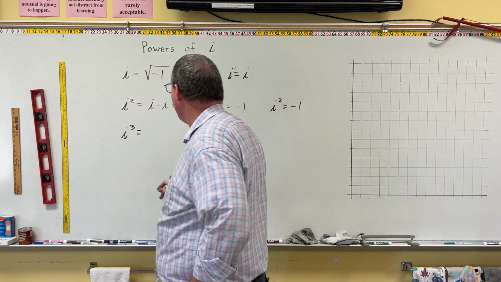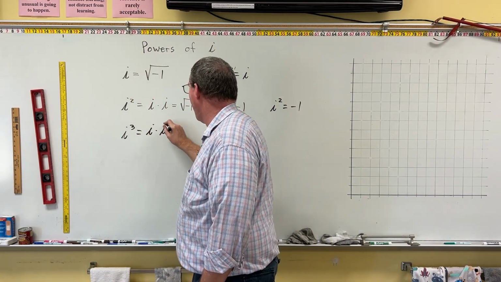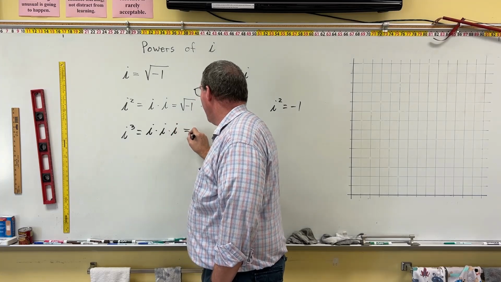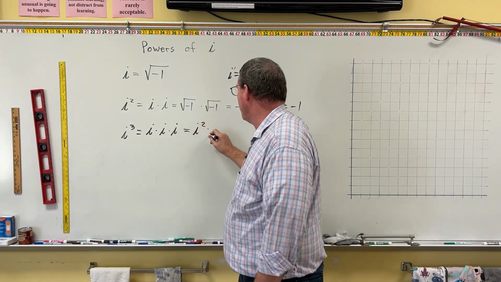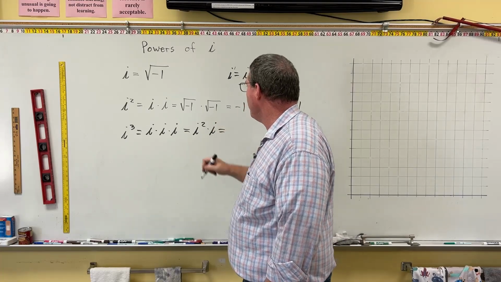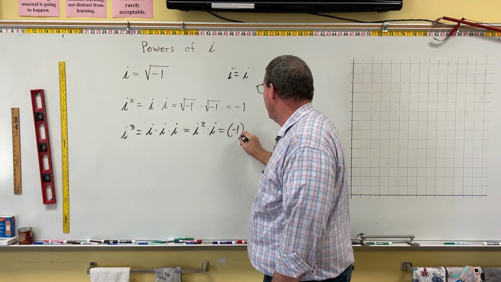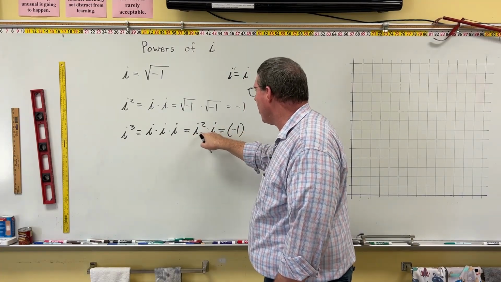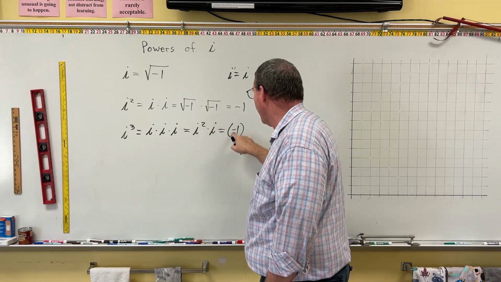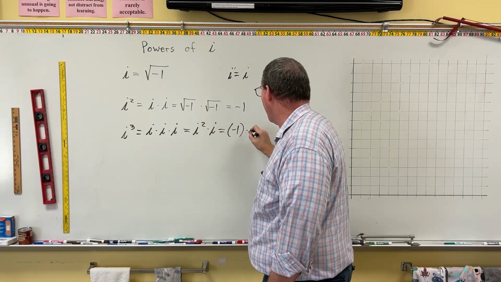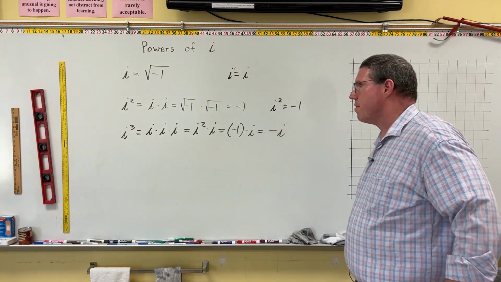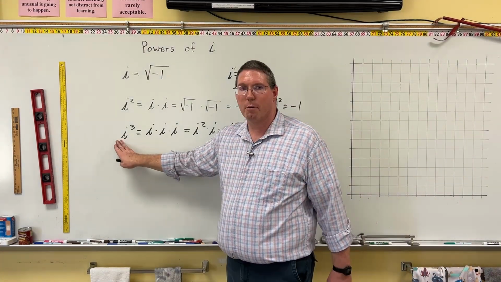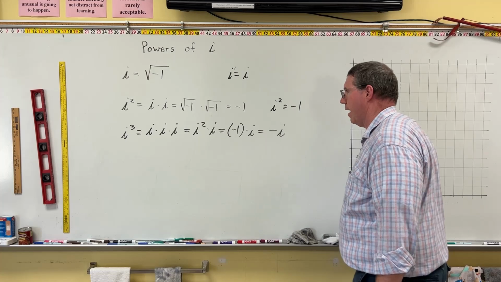But what if we were to move on to i to the third power? Well, i to the third power is i times i times i. And we know that i times i is i squared. So this is the same thing as i squared times i. And we know that i squared is negative 1. So this is negative 1 times i. Remember I said you can take i squared out and put in negative 1. So we've got negative 1 times i, which is just simply negative i. So if somebody said, hey, what's i to the third power? You could just say, well, that's negative i.